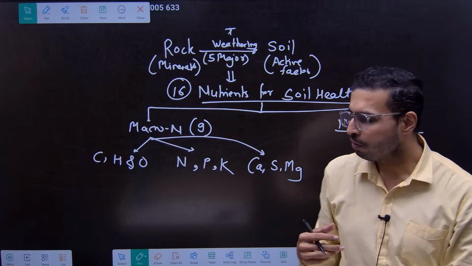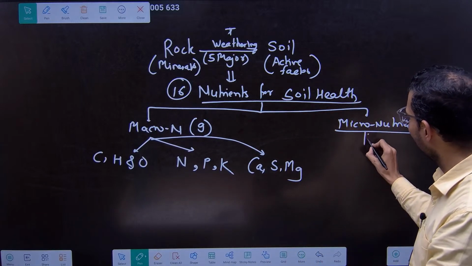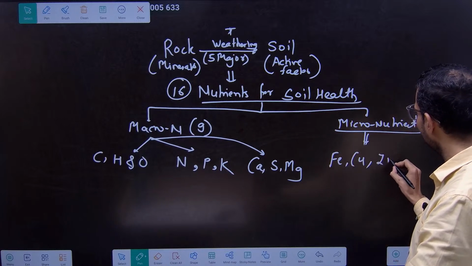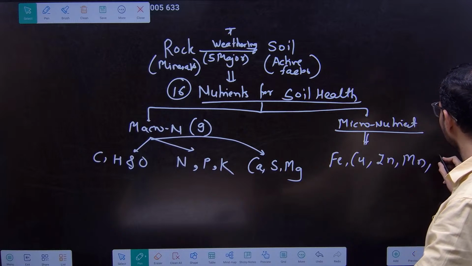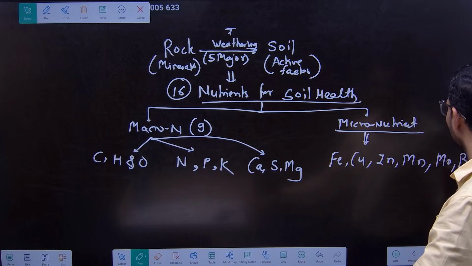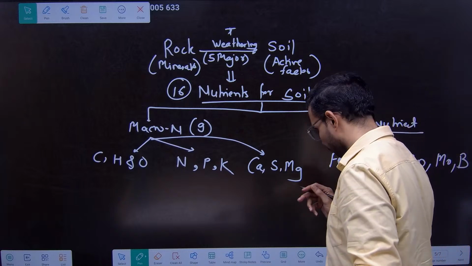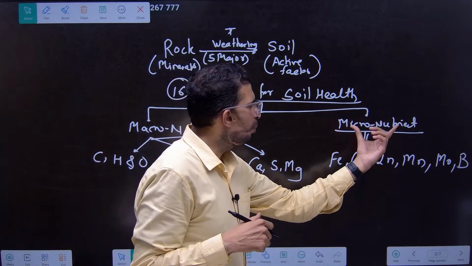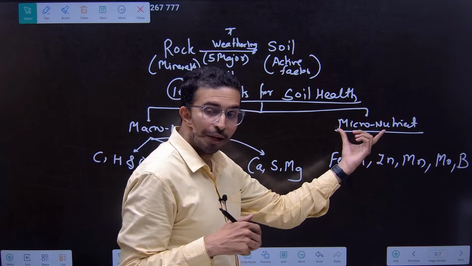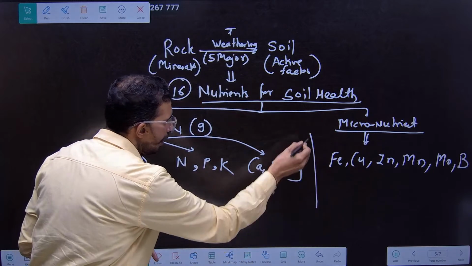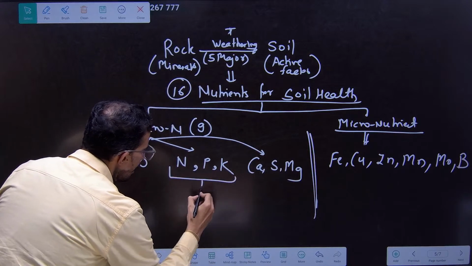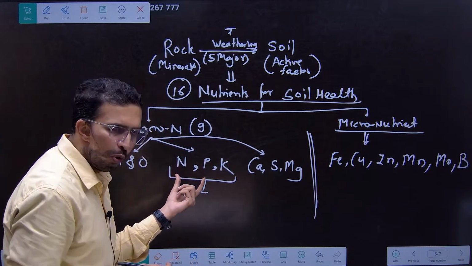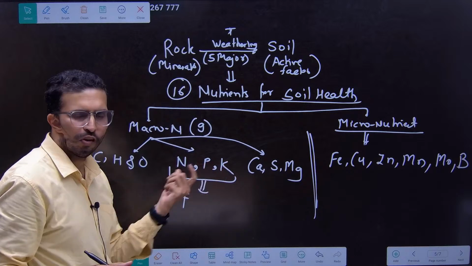Then what about the micronutrients? If we see the ferrous, copper, then zinc, manganese, then molybdenum and the boron. So these kinds of elements are required as micronutrients for the soil formation. Have you written? That's why if you see, NPK is given mostly, as the soils are deficient. If you see the types of soil, most soils are deficient in the nitrogen, phosphorus or the potassium.